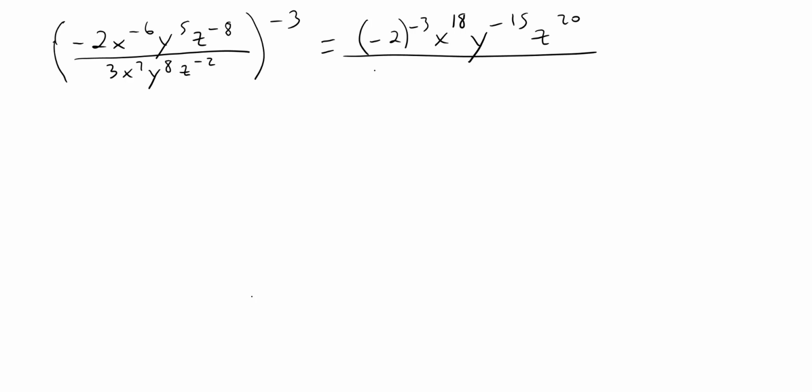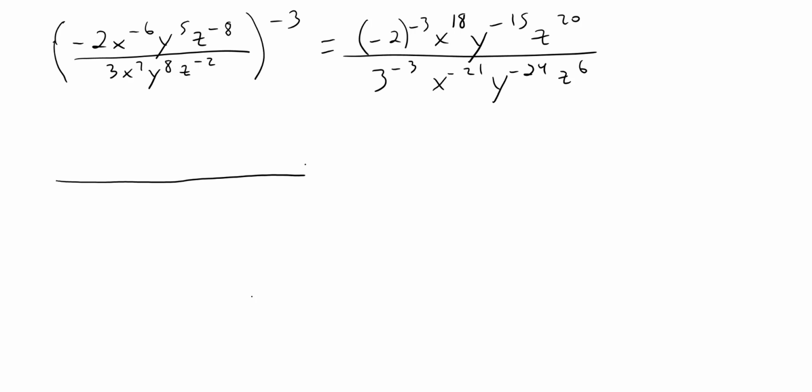Okay, and then underneath it's 3 to the negative 3rd power. X to the 7th to the negative 3rd power is x to the 7 times negative 3, which is negative 21. 8 times negative 3 is negative 24, so y to the negative 24. And negative 2 times negative 3 is 6, so z to the 6th. There we go.